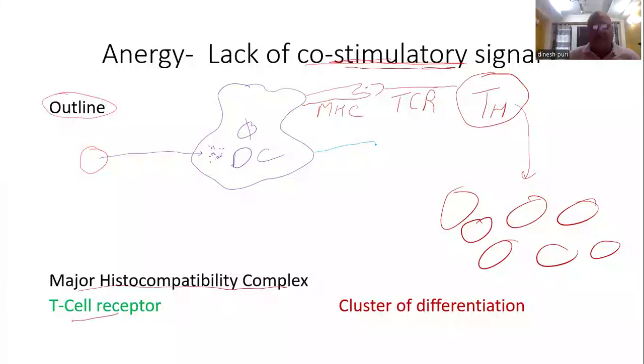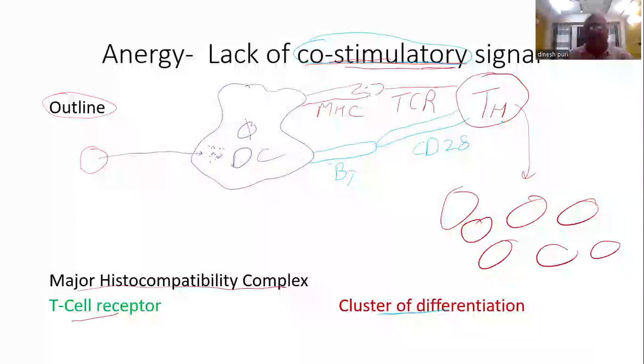On the surface of macrophage is presented a CD protein. CD stands for cluster of differentiation. And T helper cell के surface पर भी एक CD protein express होता है. This is called CD28. This is called B7 group of CD protein. तो इन दोनों का interaction होना, this provides the co-stimulatory signal. If the co-stimulatory signal is missing, then the full activation of T helper cell will not take place.